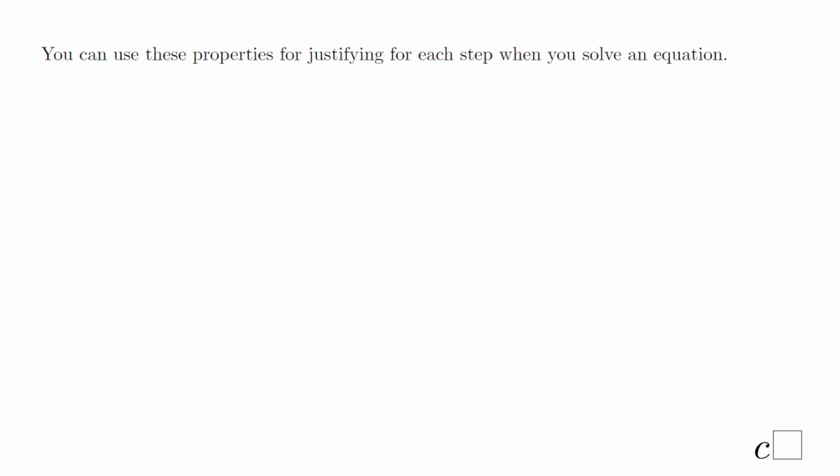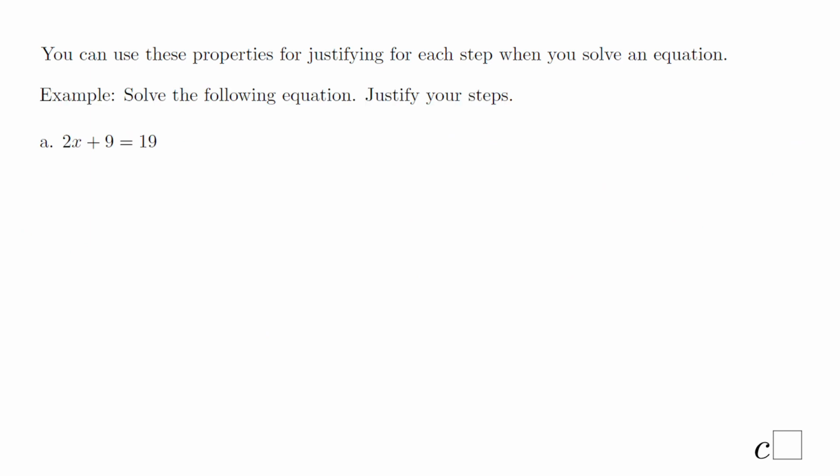We're going to go to the next stage, and I'm going to use the properties we just mentioned, as I showed you in the previous example, to justify steps when we solve an algebraic equation like this one. So we have here 2x plus 9 equals 19. In your algebra classes, you subtract 9 from both sides and you end up with 2x equals 10. Basically that's the property I use here, the subtraction property of equality.